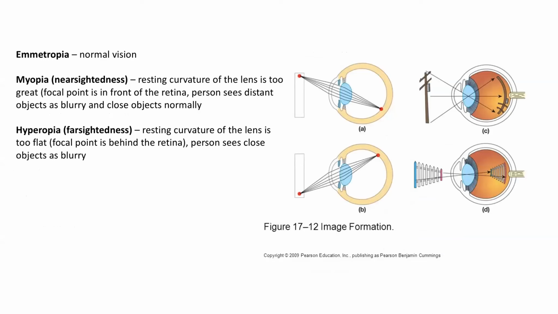All right, so emmetropia is normal vision. Myopia is nearsightedness. This is where the curvature of the lens is too great, so distant objects seem blurry. You can only see close objects, nearsighted. And hyperopia is farsightedness. This is where the lens is too flat, so close objects seem blurry.